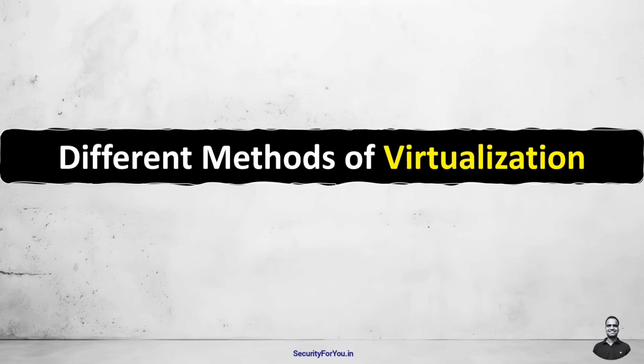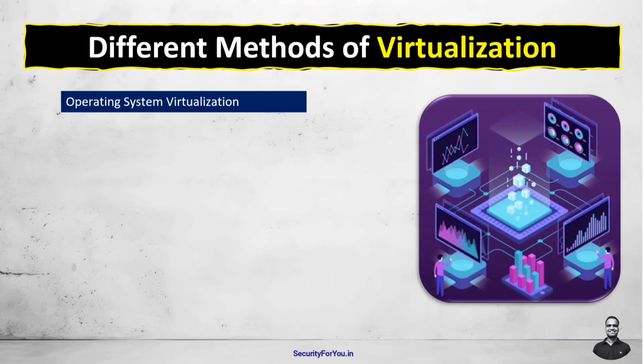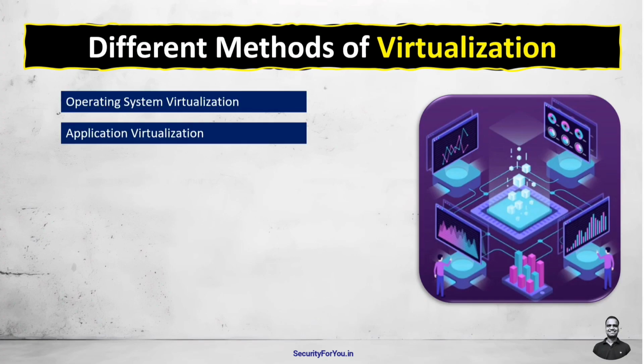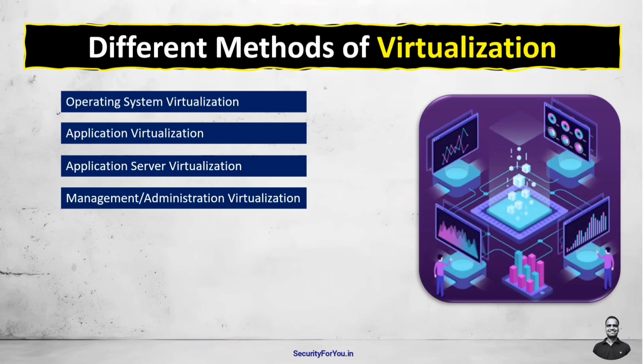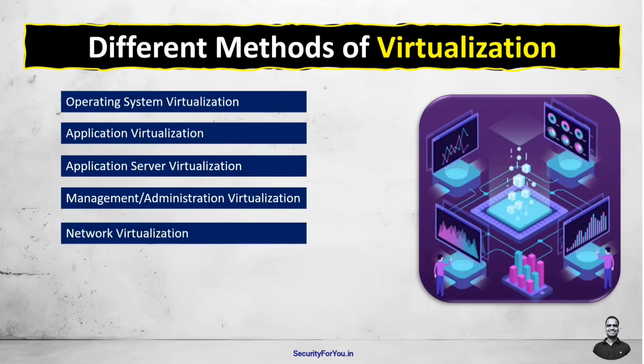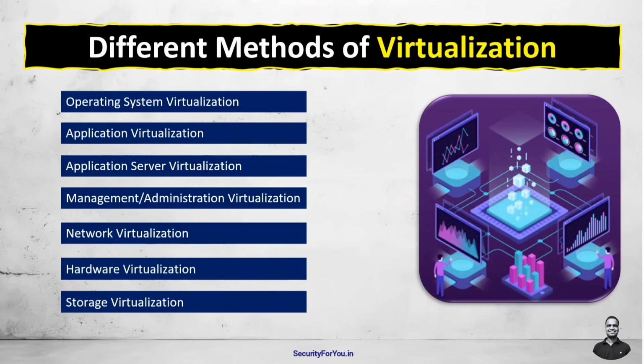What are some different methods or ways of virtualization? So there are several types of virtualization, each serving different purposes. We will break down the different types of virtualization like operating system virtualization, application virtualization, application server virtualization, management and administration virtualization, network virtualization, hardware virtualization, and storage virtualization. So let's discuss each one by one.